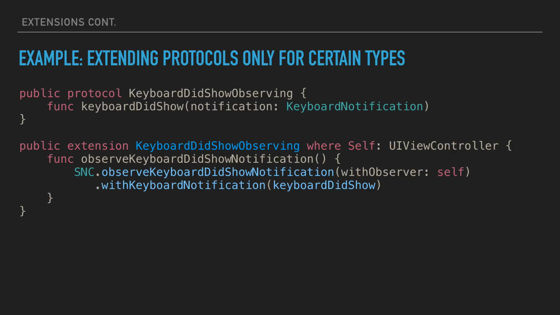If I wasn't using a view controller for this keyboard, maybe I don't want to call it this way, or for a different type of protocol, perhaps for view controllers I would implement something that would be visible to the user, whereas for other types it would only do the default implementation.